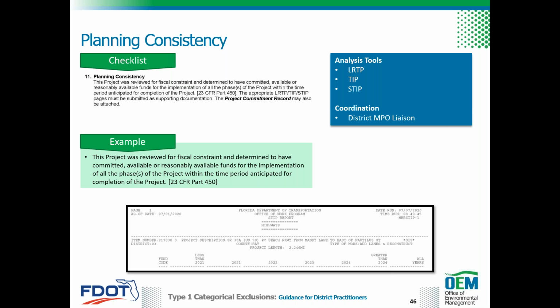Planning consistency for Type 1 CEs is met when the project is in the State Transportation Improvement Program, or STIP. The relevant STIP page from the work program is included in the project file to document that the project has met the planning consistency requirement.